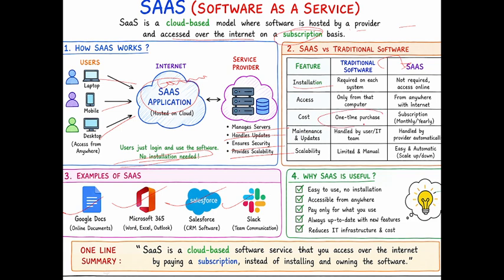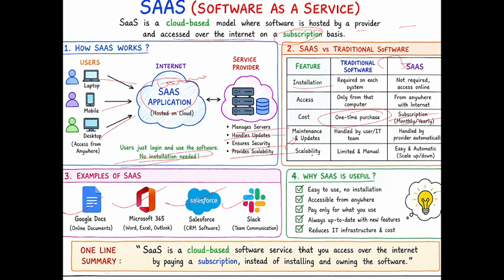Cost: one-time purchase or yearly renewal, subscription monthly or yearly. Maintenance and update, that's a main feature: handled by the user or the IT team. If you are from the backup team, then you need to take care of the upgrade and everything of the Commvault software, the maintenance releases. But in the case of SaaS, it's handled by the provider automatically.